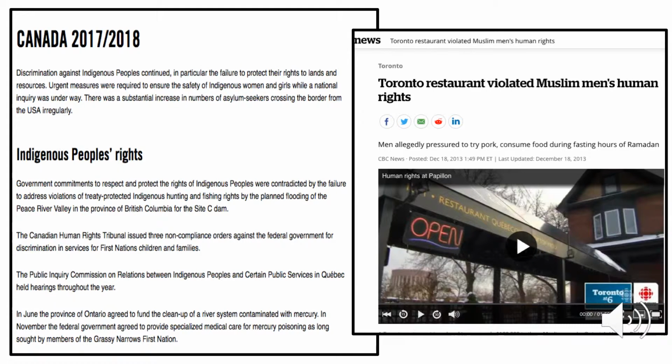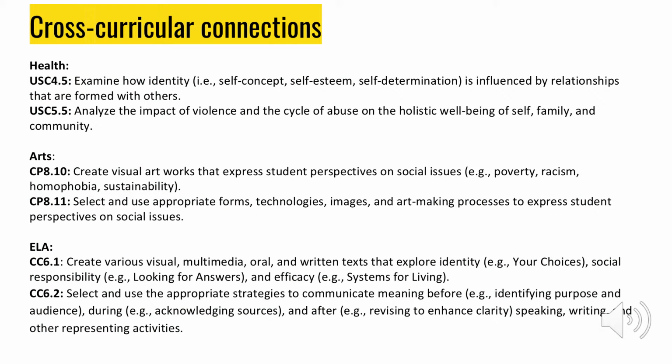Some examples of contemporary issues can be like the one displayed, for example, a Toronto restaurant that violated Muslim men's human rights, or violation of Indigenous people's rights. So finally, for cross-curricular connections, this topic fits well with health, arts, and ELA.